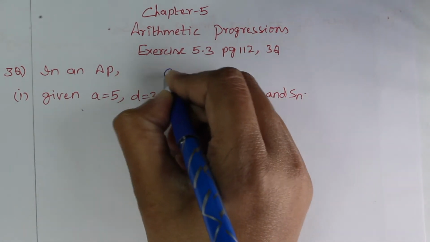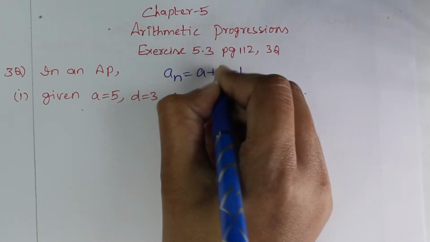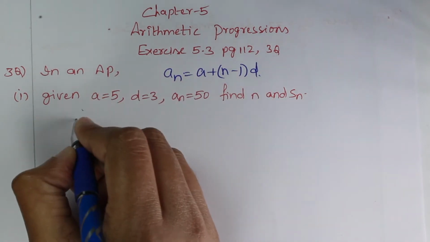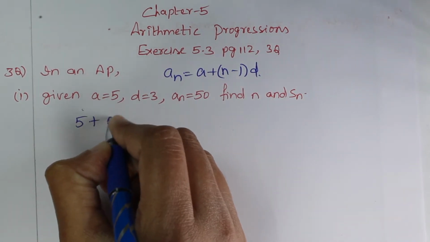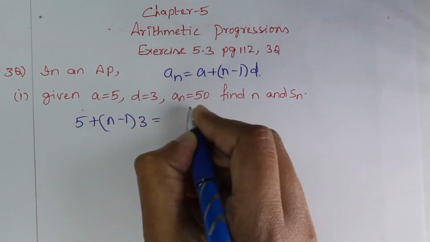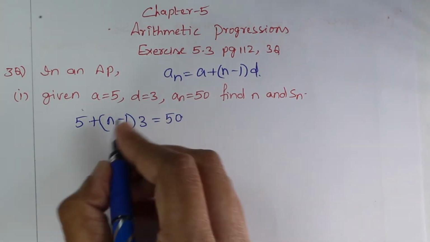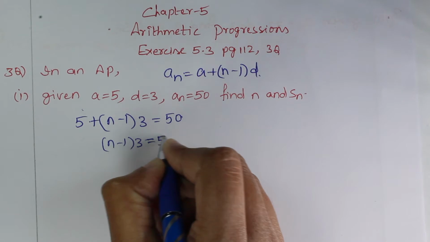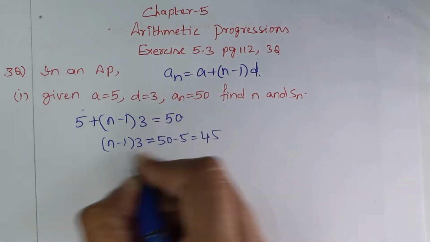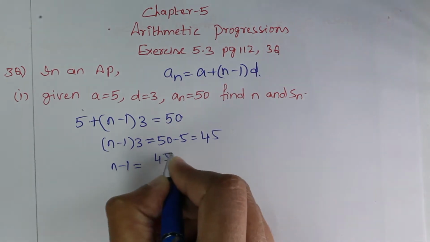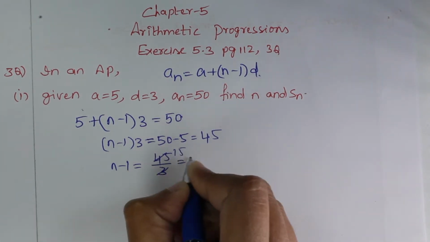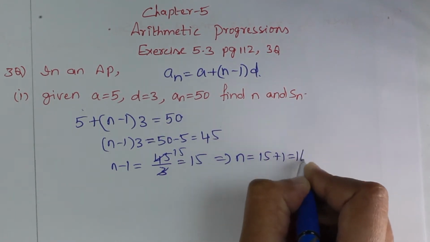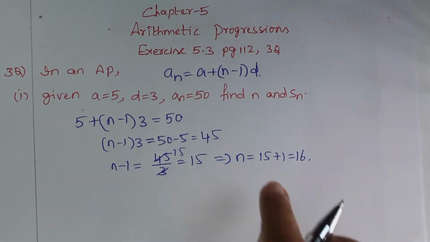The formula for an is a + (n - 1) d. So I will substitute the values here. a is 5. 5 + (n - 1) × 3 = an, which is 50. So (n - 1) × 3 = 50 - 5, that is equal to 45. n - 1 = 45/3, that is equal to 15. That implies n = 15 + 1, that is equal to 16. So I got the value of n as 16.